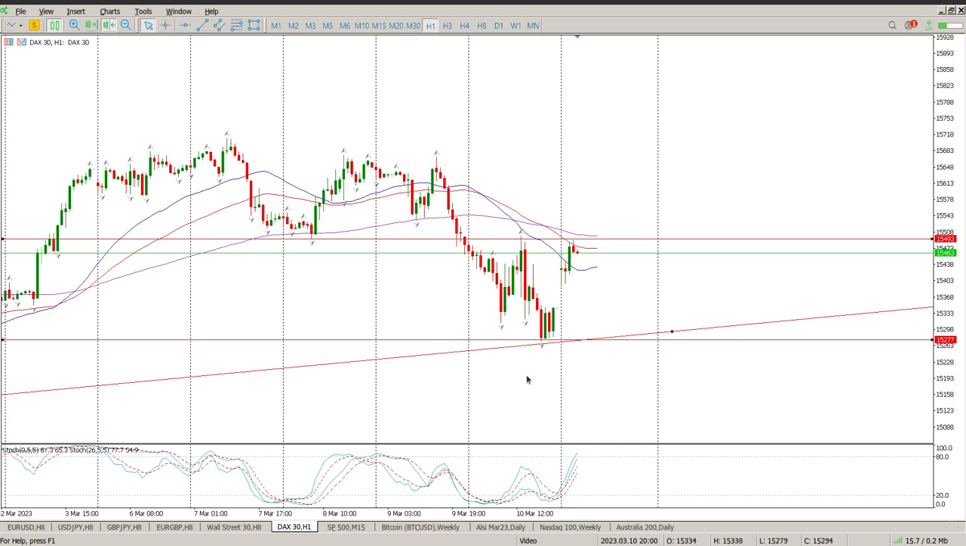Divergences here. We've gapped up. We need to get above this area. So 15,493 is the area we need to capture, and we need to build a base above that before I start looking for longs.